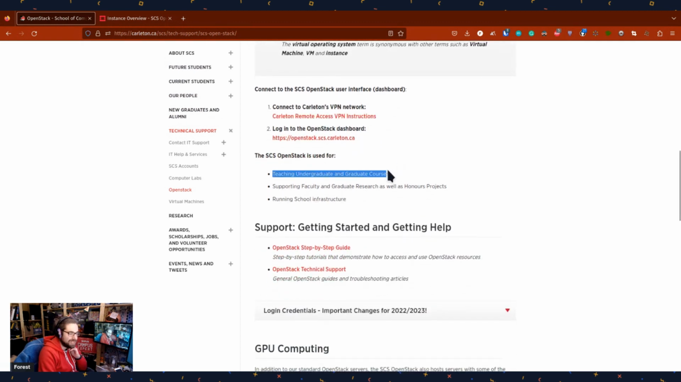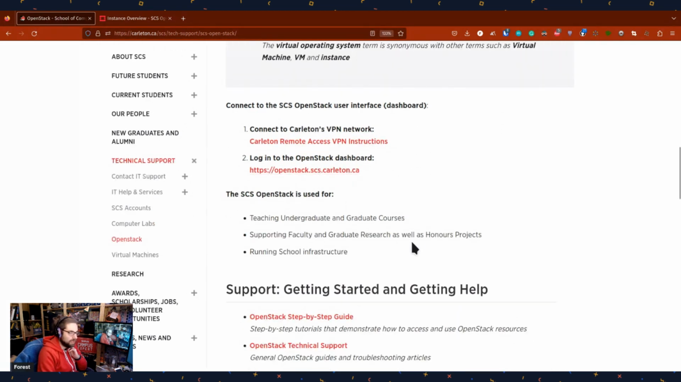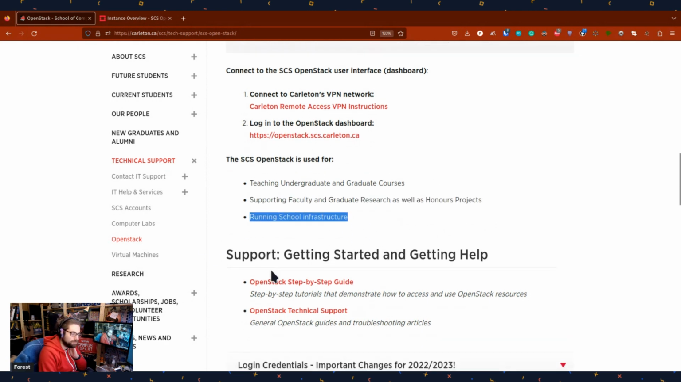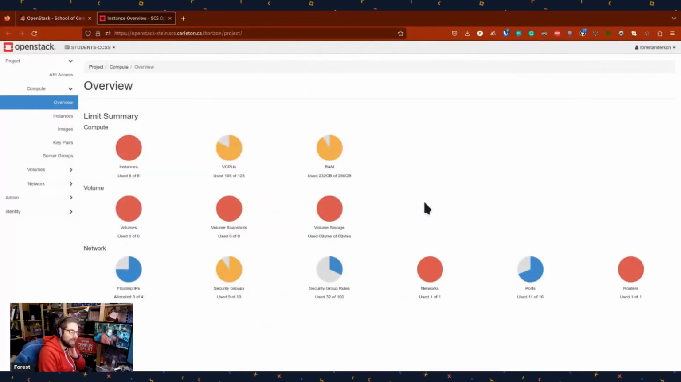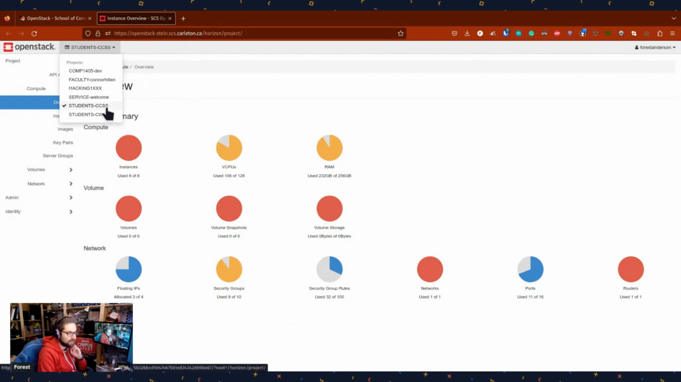It specifies that the OpenStack is used for coursework, for faculty and research projects and honors projects, and it's running school infrastructure and all this kind of stuff. But let's start by taking a look at some of the screen as you log in. Now, I'm using the Carleton Computer Science Society view into things. However, I have access to a few different ones that I've been playing around with.